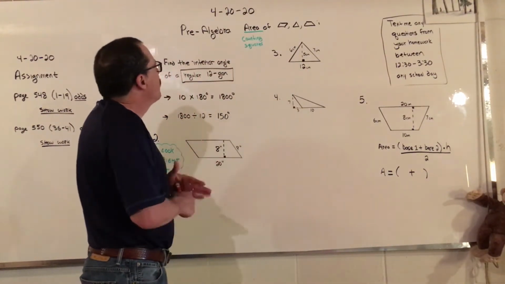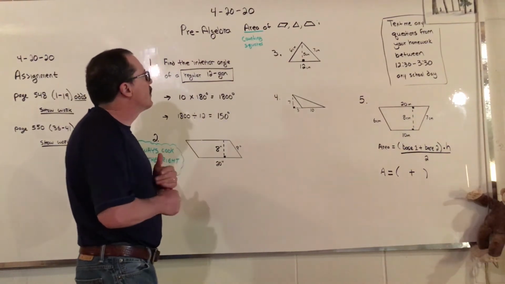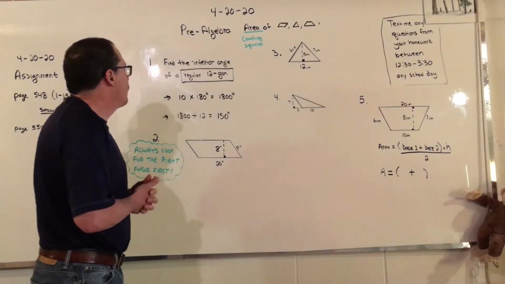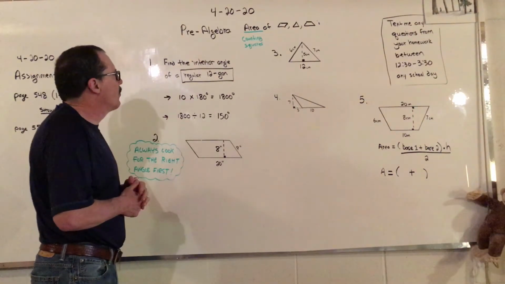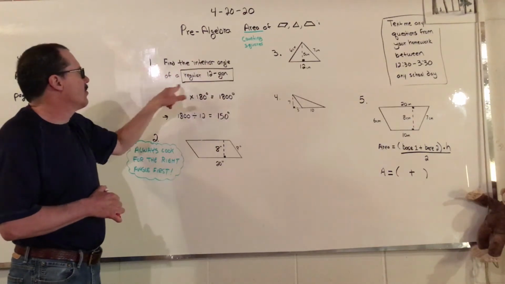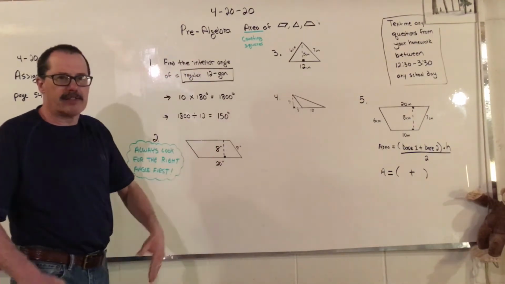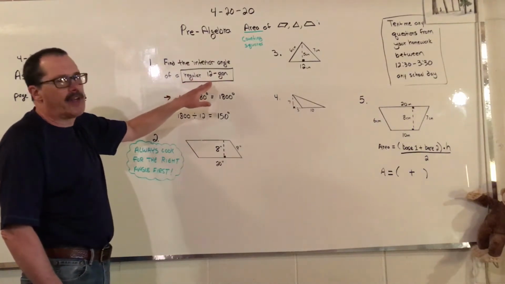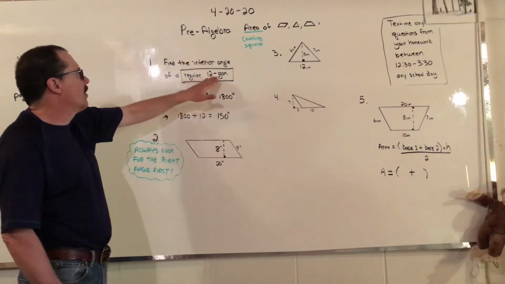Hey, today we're going to do area of parallelograms, triangles, and trapezoids. And do a little review of what we did from last week. They asked you to find interior angles of decagons and octagons and things like that. So I just picked, for an example to help you remember, a regular 12-gon.